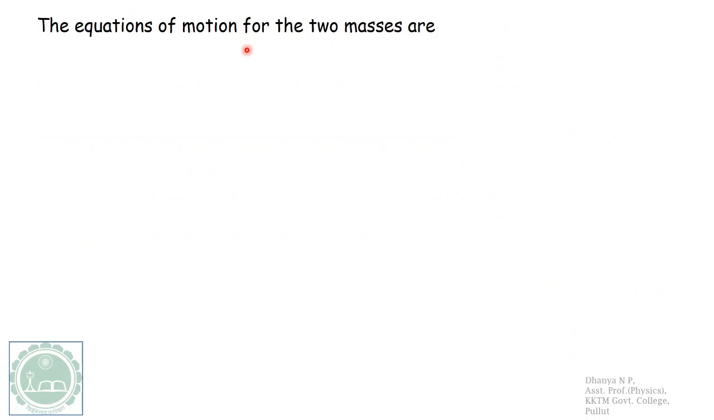The equations of motion of the two masses. F is equal to kx, m1 r1 double dot. R1 double dot is the symbol of d square r1 by dt square. If we put one dot, it will be dr1 by dt. Here there are two dots. It is an acceleration term.